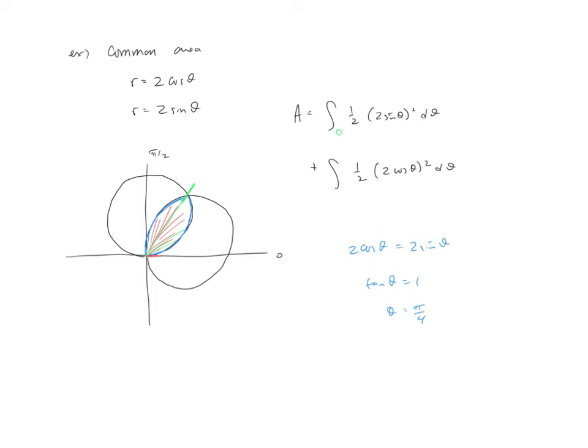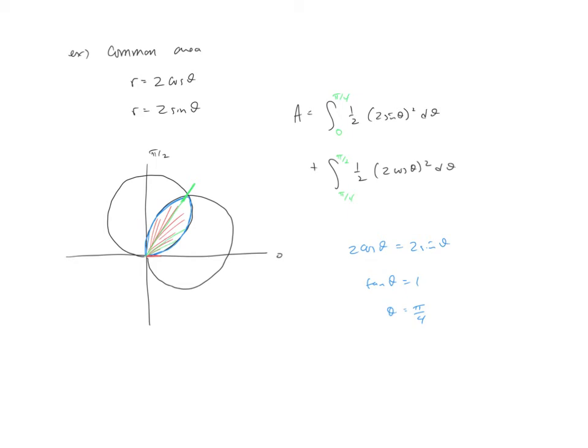So I'm going to go from 0 all the way around to pi over 4. And I'm going to have to pick back up at pi over 4 and then continue all the way back around until I get to pi over 2. And the sum of those things together should give me the area that you see right here.